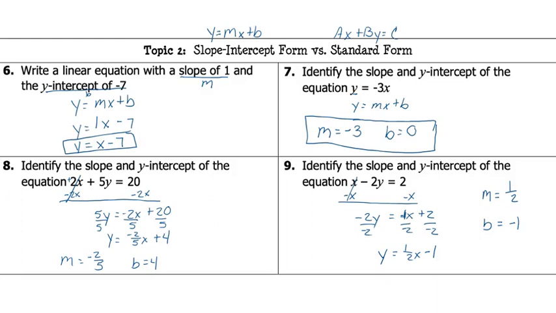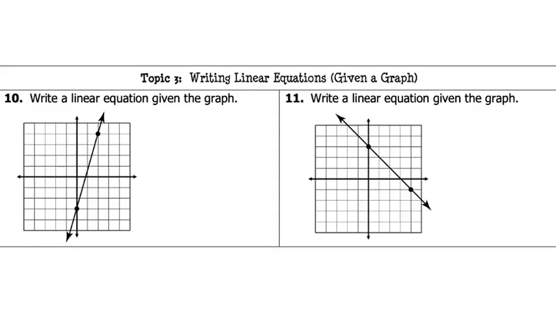So let's see what's up next. Up next, we want to write a linear equation given a graph. Well, the easiest way to do that is to get it into y equals mx plus b form. So I look here at number 10, y equals, I need my slope.